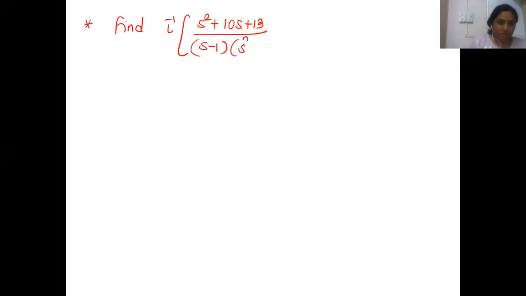Okay, write homework there. We'll solve one more and then I'll give you homework. Find the Laplace inverse of (s square plus 10s plus 13) upon (s minus 1)(s square minus 5s plus 6).